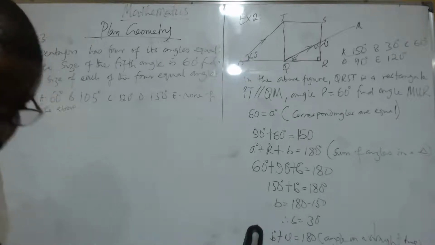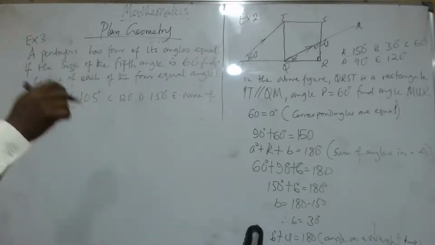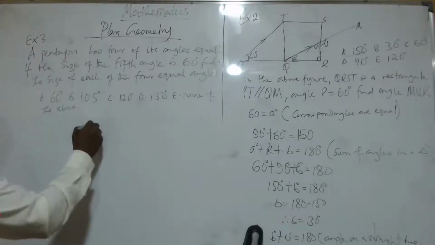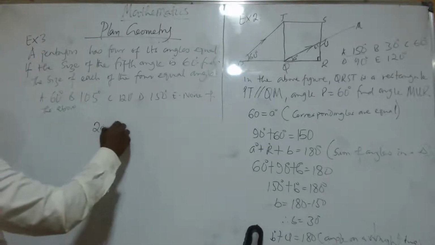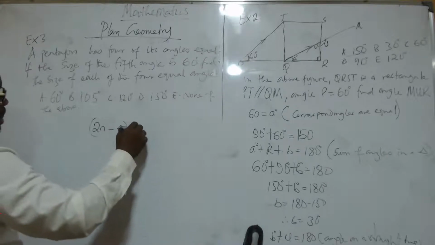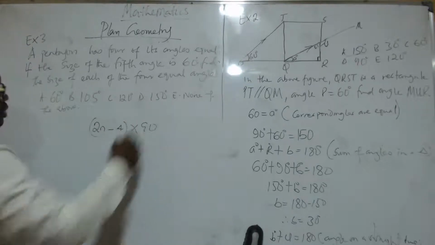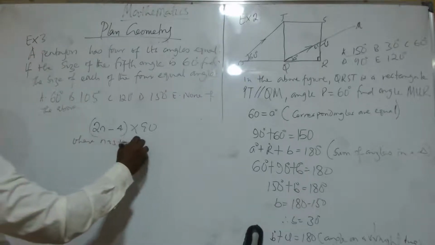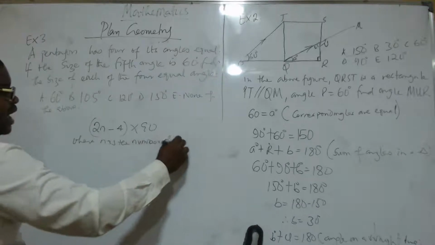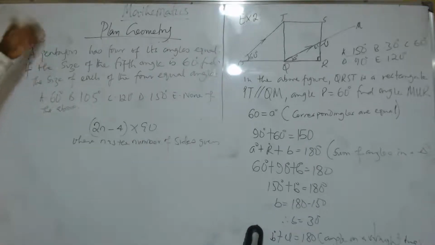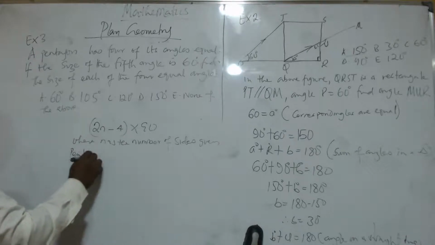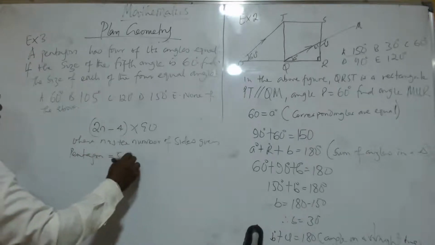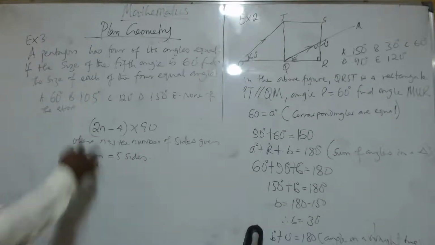Then also we said the sum of angles in a polygon is (2n minus 4) times 90, where n is the number of sides. So how many sides has a pentagon? A pentagon has 5 sides.